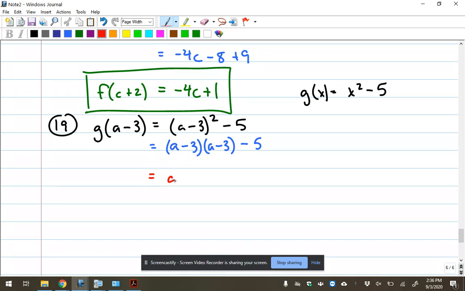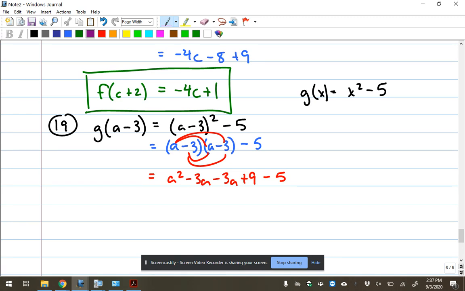So a times a is a squared. a times -3 is -3a. -3 times a is -3a. -3 times -3 is plus 9. And then we still have the -5 there. So it's just distributive property twice. In Algebra 1, you may have had a teacher that called it the FOIL method. Maybe, I don't know. I don't call it that when I teach it. I call it distributive property because that's what it is. You just take the front term times everything, back term times everything. That's all you've got to do.